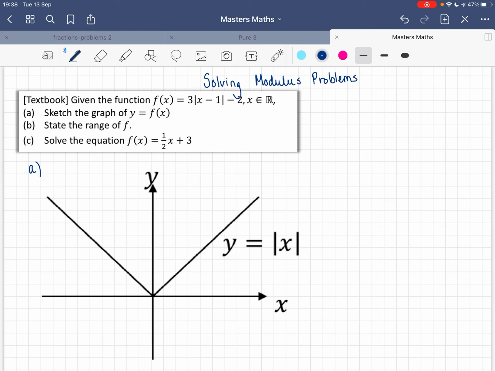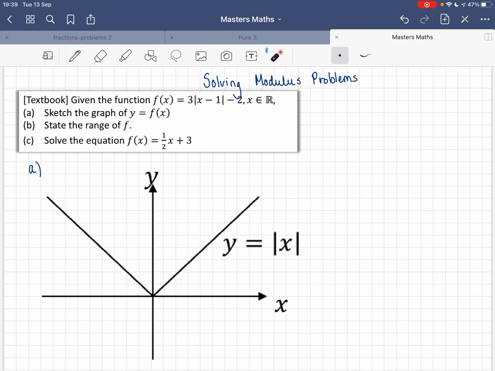So when you are sketching a modulus graph where there are also graph transformations going on, it's best to start with the most basic modulus graph, which looks like this, where the bottom of the V is at (0, 0). It is symmetrical around the y-axis, with the y-axis as your line of symmetry. That is your basic y equals modulus x graph.